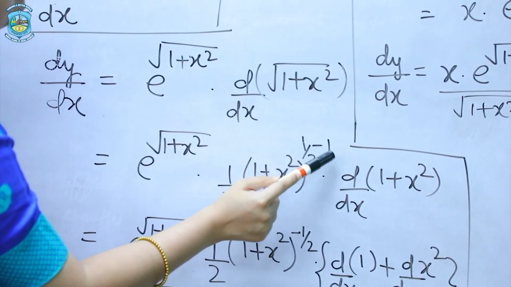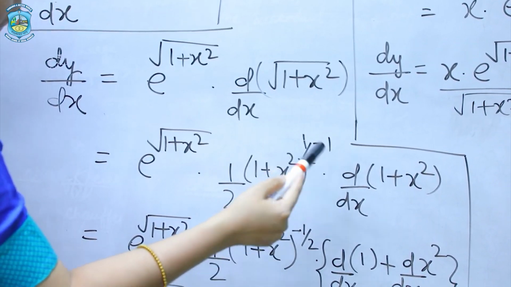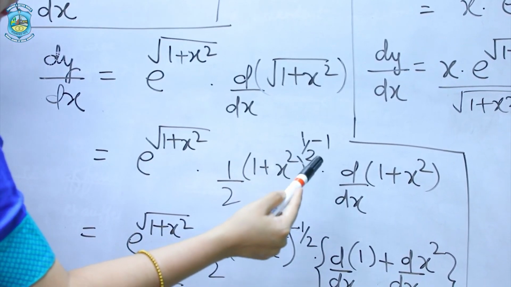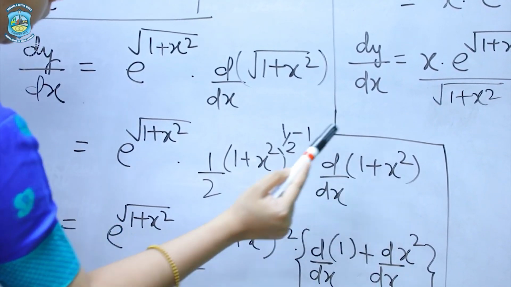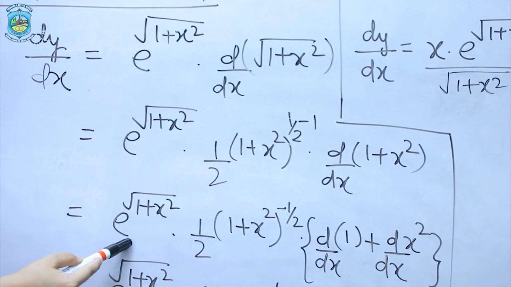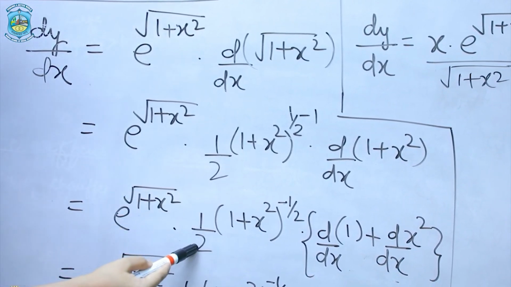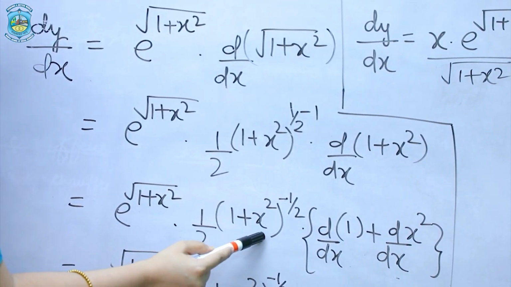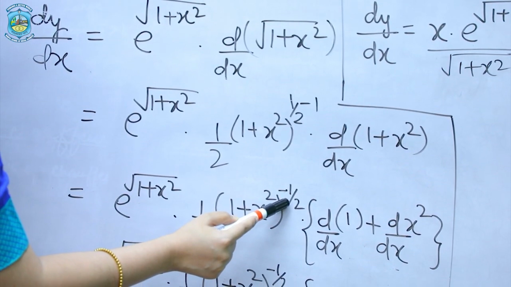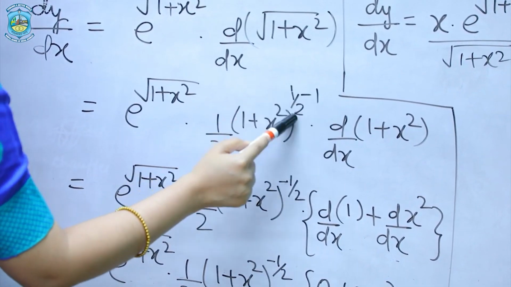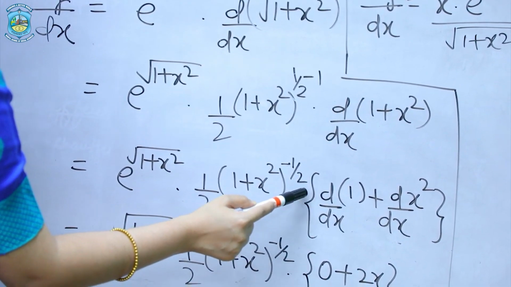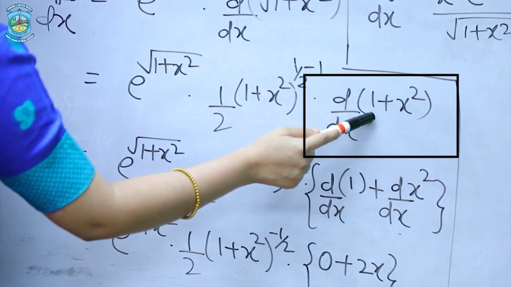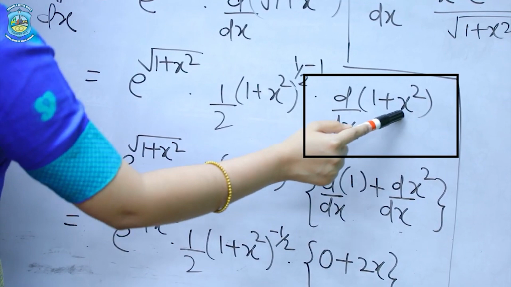minus 1 into, we have to differentiate till we get the derivative of the standard function. So d by dx of 1 plus x square. Exponential function will remain as it is, multiplied by 1 by 2 into 1 plus x square raised to the power minus 1 by 2. Here we have taken the LCM of the power, that is minus 1 by 2, multiplied by, here we will use the derivative of sum of two functions.